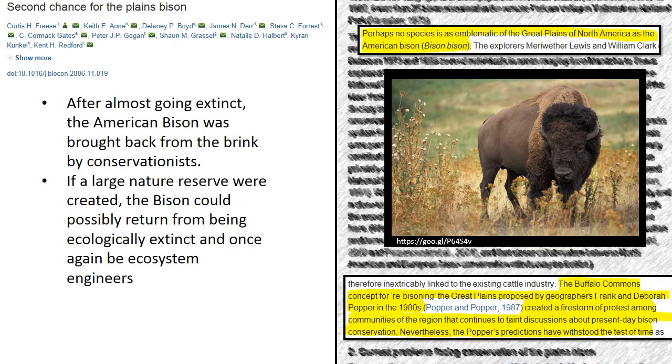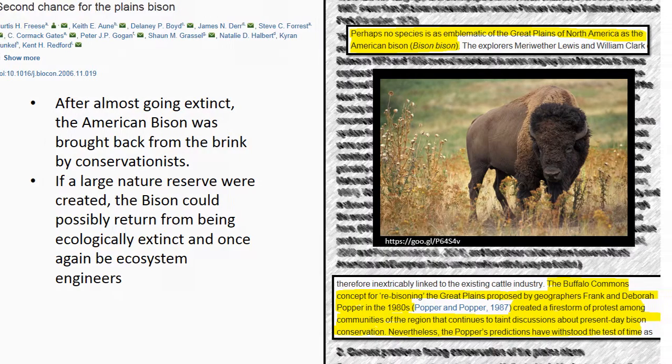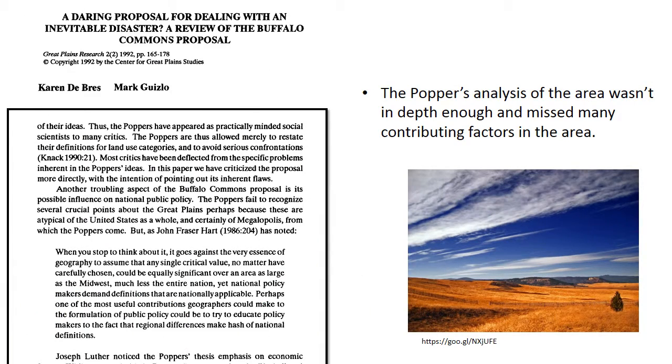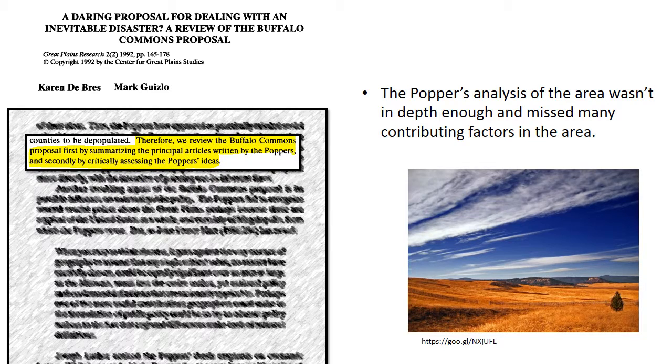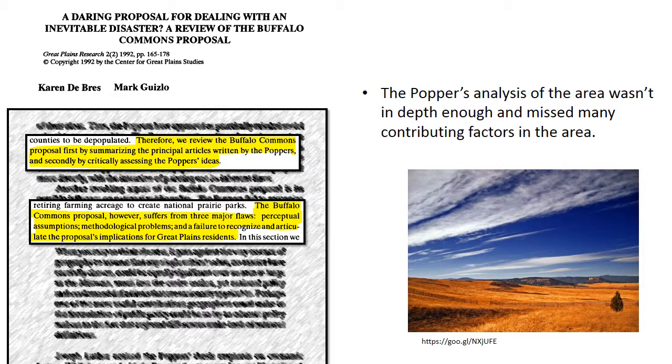But because of the term Buffalo Commons' negative connotation, discussions about restoring bison are often tainted. After the Poppers released their initial Buffalo Commons article, many experts sought to discredit the Poppers' ideas. One such article pointed out 3 big flaws in the Poppers' reasoning, and these were perceptual assumptions, methodological problems, and a failure to recognize and articulate the proposal's implications for Great Plains residents. Overall, the Poppers' analysis of the area wasn't in-depth enough and missed many contributing factors in the area.